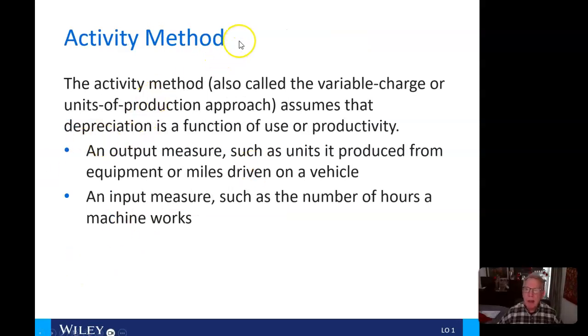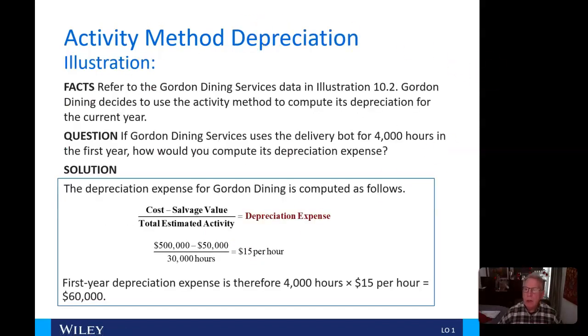Let's look at the activity method first, sometimes called the variable charge or units of production approach. I usually call it units of production. And that assumes that depreciation is a function of use or productivity. Very logical. One, an output measure such as units produced from equipment or miles driven on a vehicle. And number 2, an input measure such as the number of hours a machine works.